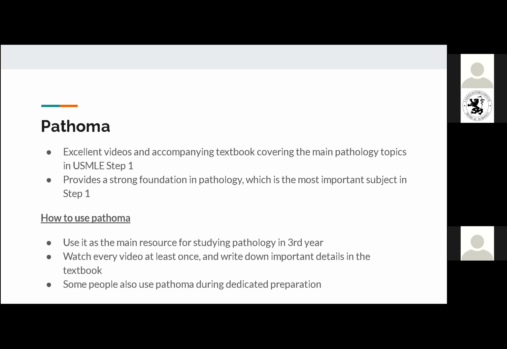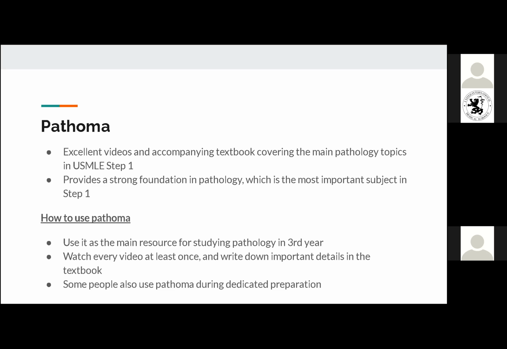So most people use Pathoma as the main resource, and I think that's the best way to use it really. During the 3rd year, or when you're studying for your pathology exam, you watch the Pathoma videos and you read the textbook, you highlight or make notes in the textbook, and you really memorize or at least try to understand every single concept in that book because they're all really important.